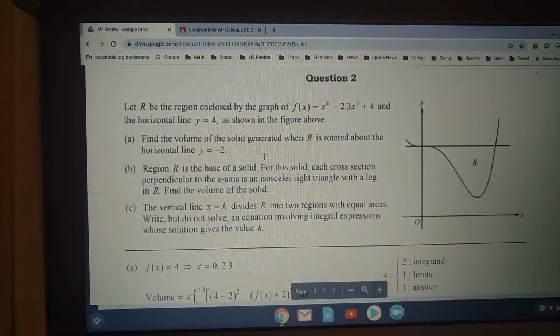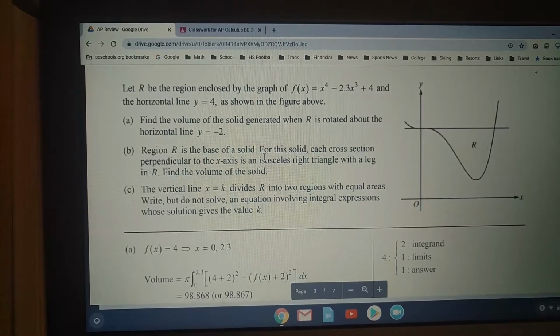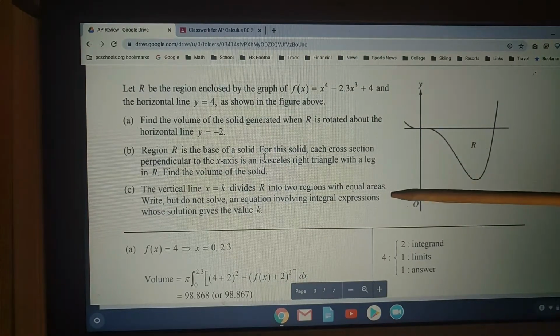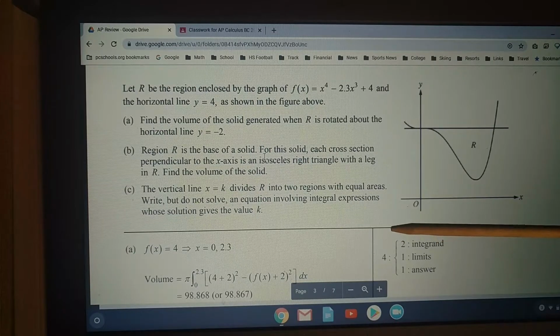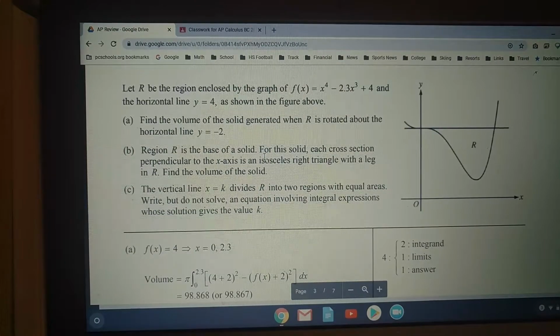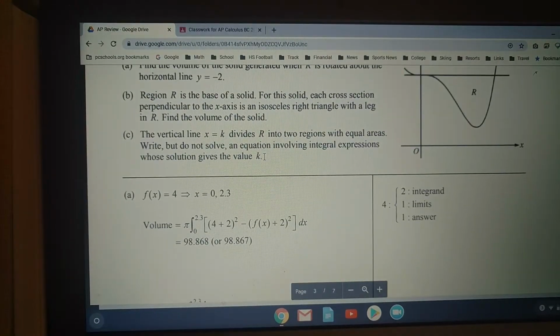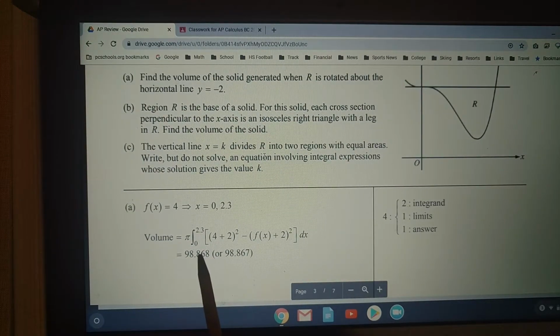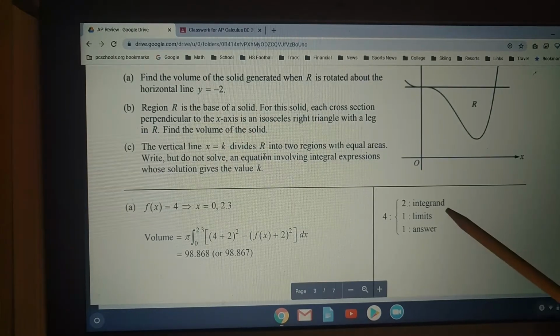Number 2, we have an area volume type of question. So first for A, we want to find the volume when that solid is rotated around the horizontal line y equals -2. That would be the horizontal line down here, y equals -2. First off, if you have the correct integrand, the integrand gets you this part in the brackets. So if you have the correct part in the brackets, you get 2 points.